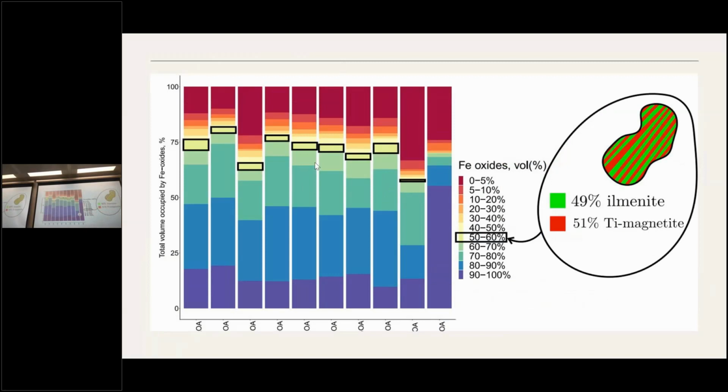On this graph, it might be a little bit easier to see. You have a grain that's 51% titanomagnetite, so it belongs to this class, and in this sample block, approximately 5% of the volume occupied by iron oxides can be found within grains belonging to this class. And so, as you can see, they're a bit shifted towards the more iron-heavy side.